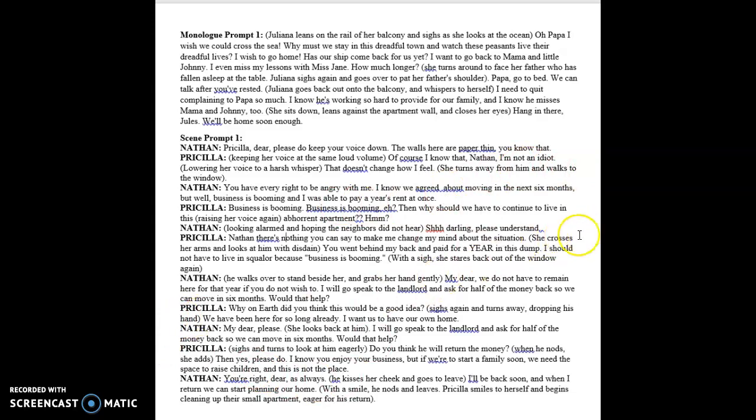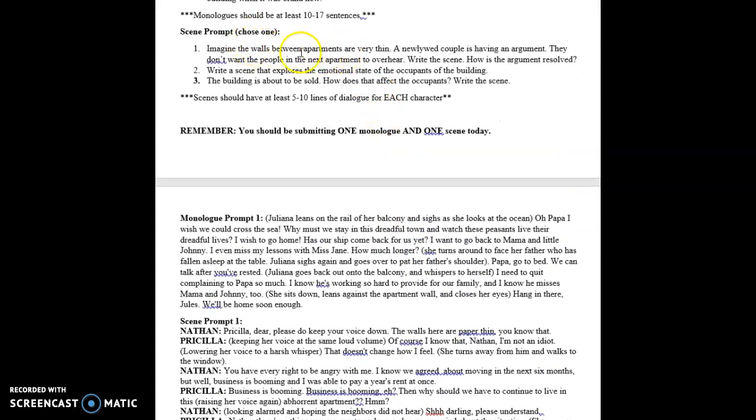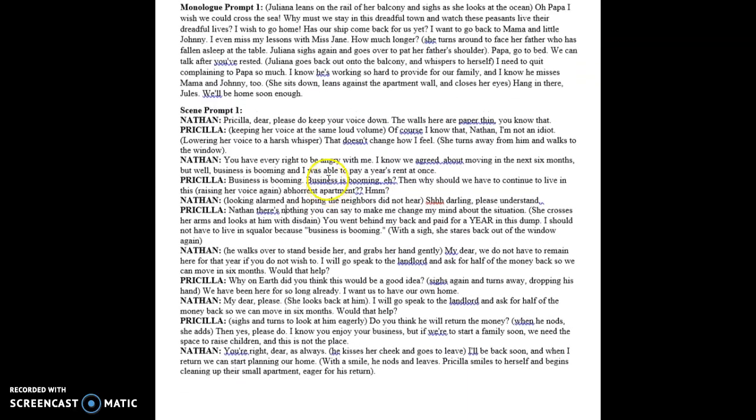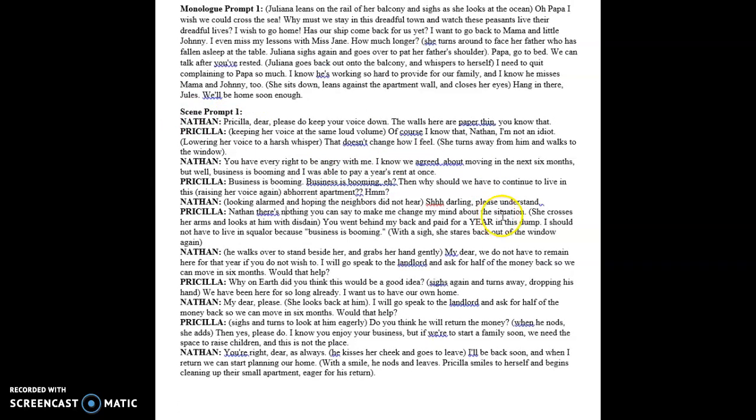All right. So now that you have read through the scene, you'll notice that I kept very close to the prompt. It said the walls are thin, they're newlyweds having an argument, and basically they're arguing because Nathan paid for rent for an entire year in the apartment, and Priscilla doesn't want to live there. She wants to get their own house. I kept it very straight to the point. There was a conflict, there was an issue. There wasn't necessarily a full resolution because he said, I'm going to go try to get the money back from the landlord. There's no guarantee that the landlord will give it to them.